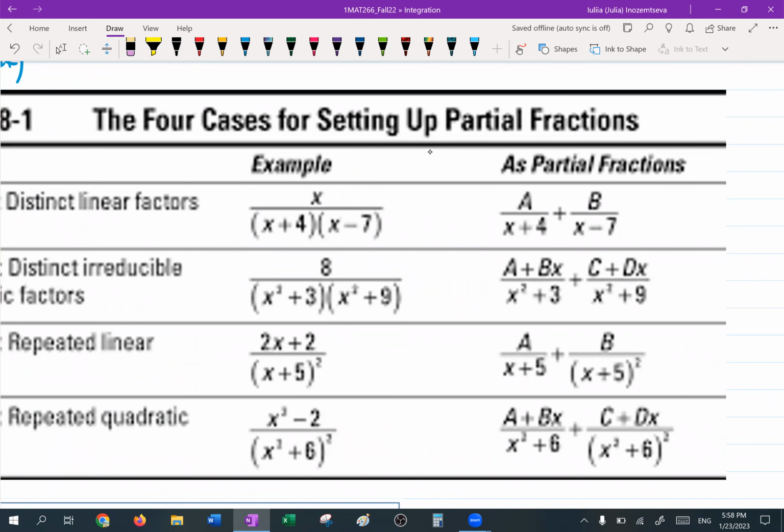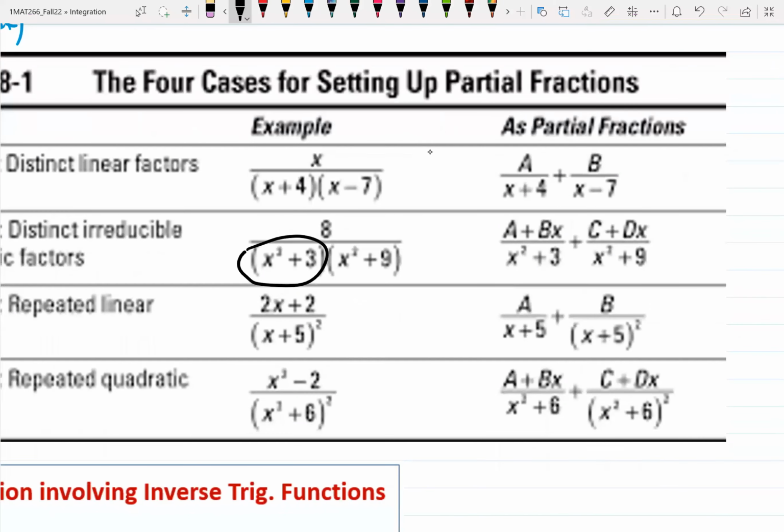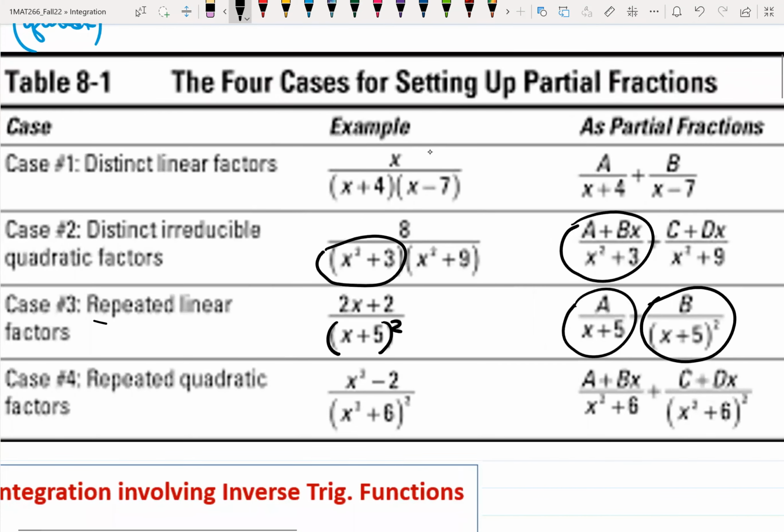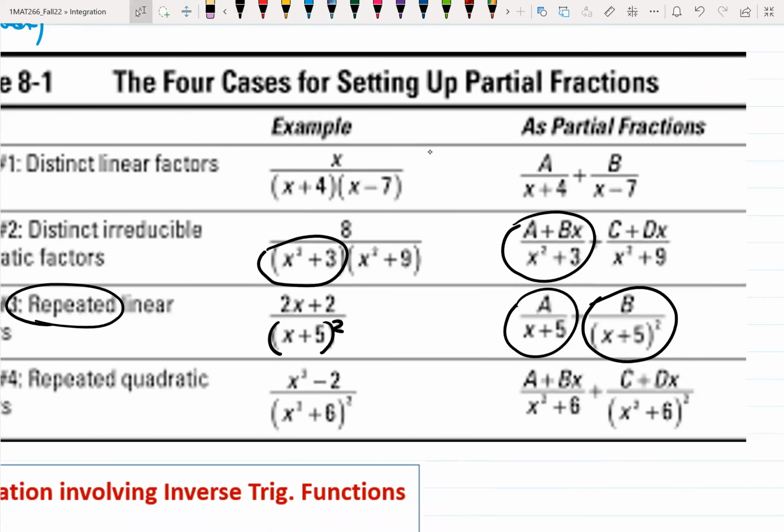Now, if you have a quadratic function in the denominator, then it's going to be Ax plus B at the top. If you have linear squared, that's a difference. It's not quadratic in the sense that it is linear, x plus 5, for example, and then squared. Then you do it this way: A over x plus 5 plus B over x plus 5 squared. And it's not necessarily squared. It's repeated linear.